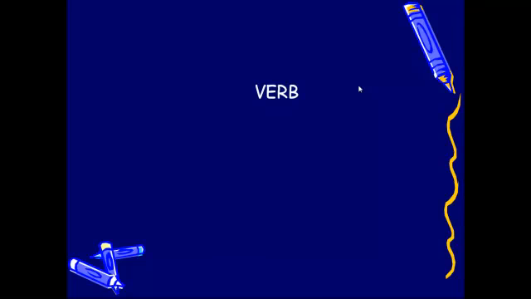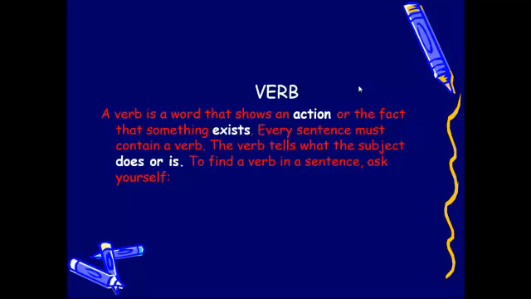We shall now take our attention to verbs. A verb is a word that shows an action or the fact that something exists. Every sentence must contain a verb. The verb tells what the subject does or is.